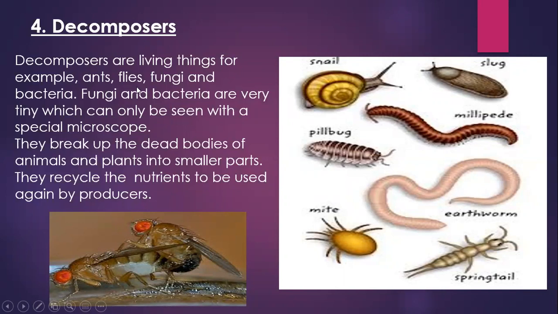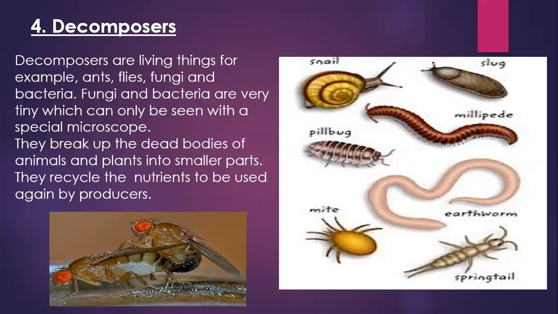Another, we can see ants and flies. What work do they do? They break up the dead bodies. When the animals leave the dead bodies on the ground, these decomposers, meaning ants, flies, fungi, bacteria, and many more, break up the dead bodies of animals and plants into small parts. Then what happens? They recycle the nutrients to be used again by the producers. When they break up these dead bodies, the remaining part goes into the ground again.